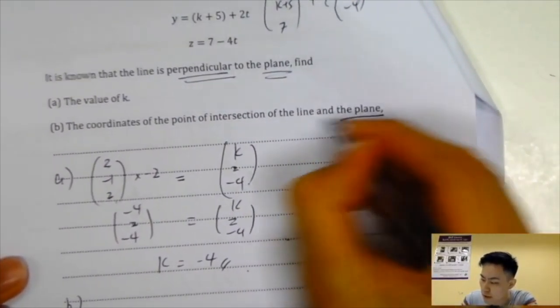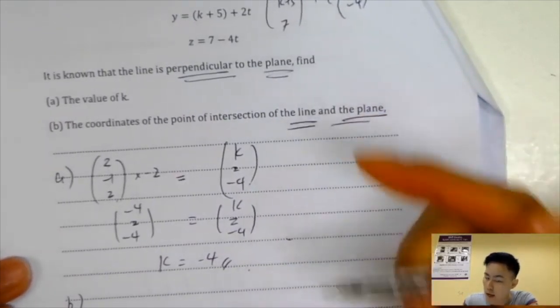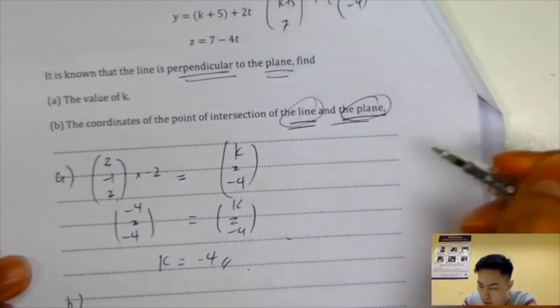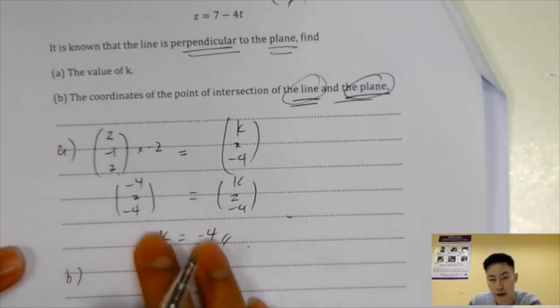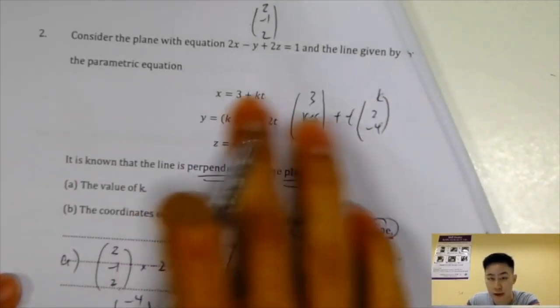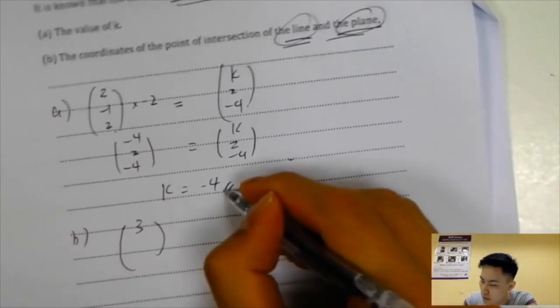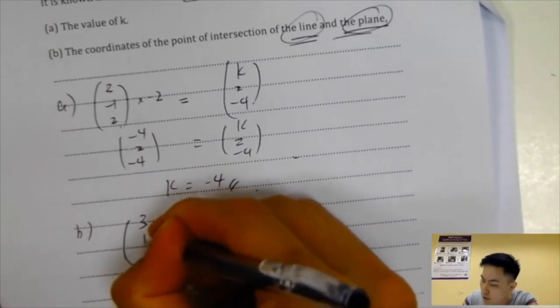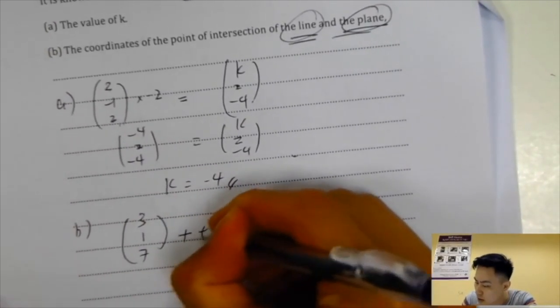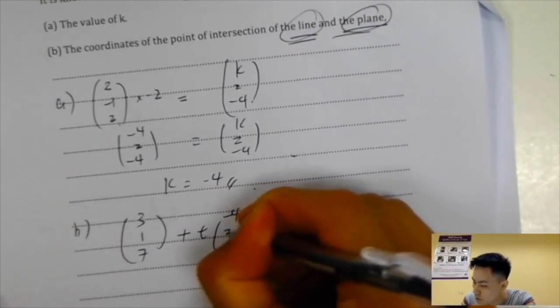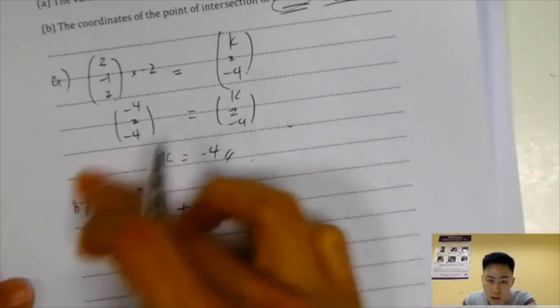And for question B, the coordinates of the point of intersection, find the coordinates of the point of intersection of the line and the plane. So you want to find the intersection of the line and the plane. That means you just sub back in. Very simple. So I sub back into the equation here. So that will be (3, k plus 5, 7) and k is -4. So -4 plus 5 is 1, 7. And then plus t (-4, 2, -4). Yeah? So we got this equation.